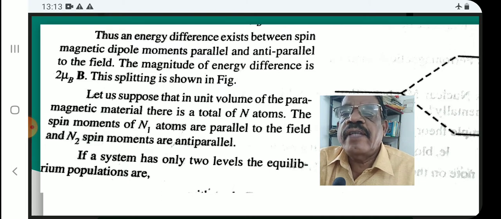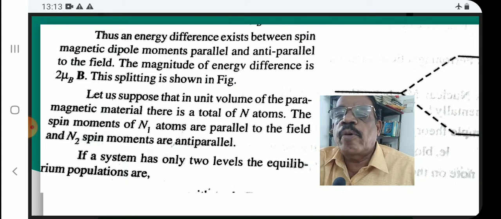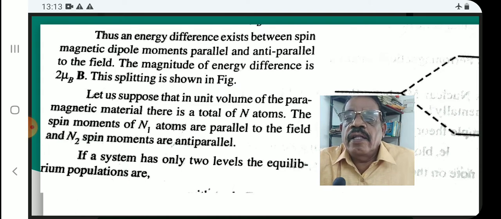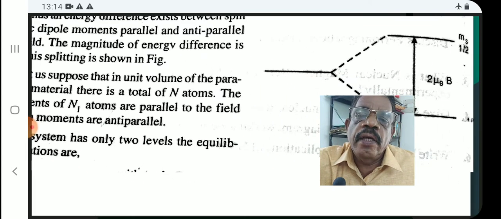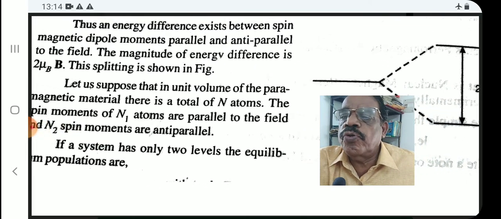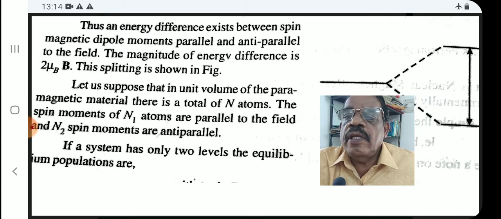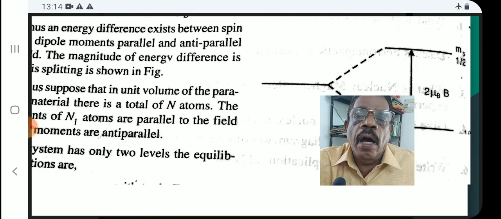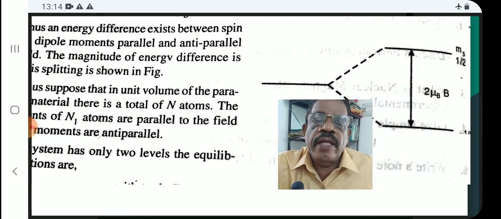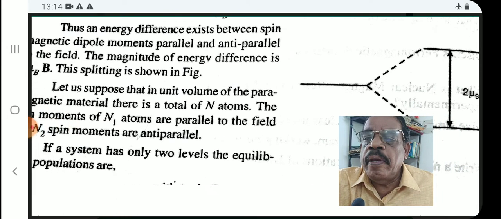Thus, an energy difference exists between spin magnetic dipole moments parallel and anti-parallel to the field. The magnitude of the energy difference is given by 2 mu b into B. You look here, in the figure it is mu b into B. This splitting is shown in the figure: on the right side plus mu b into B, the other minus mu b into B, and the difference is 2 mu b into B.